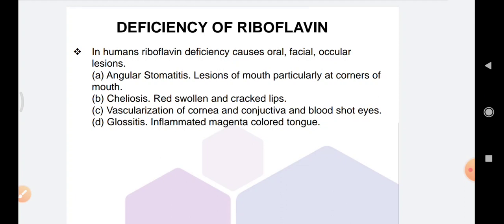The second is cheilosis, in which there are red, swollen and cracked lips. The third is vascularization of the cornea and conjunctiva, and bloodshot eyes. And the fourth is glossitis, that is an inflamed, magenta colored tongue. So all these are the symptoms of riboflavin deficiency.